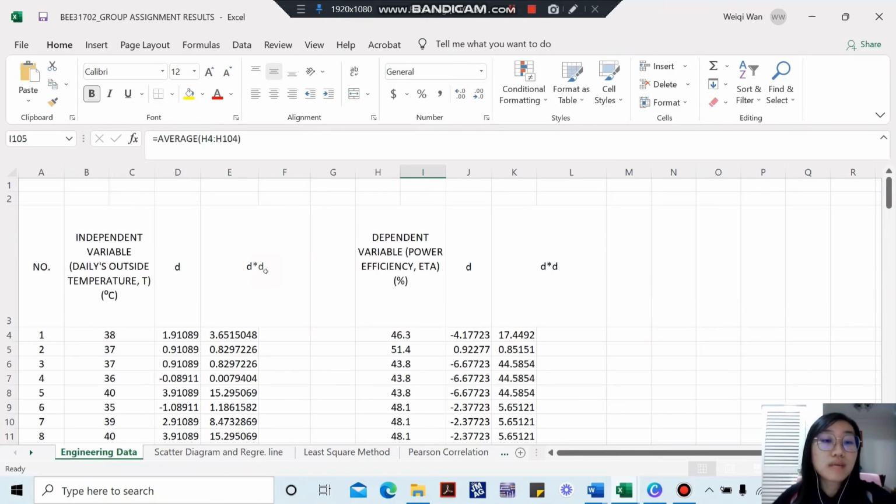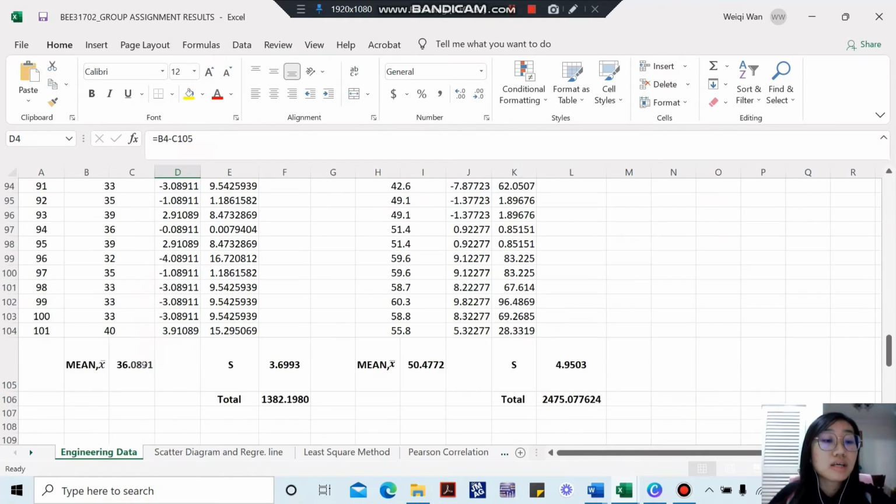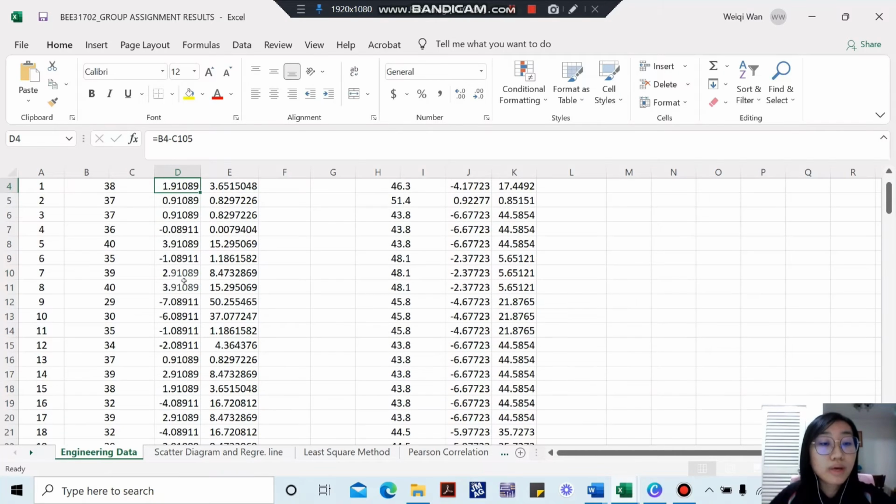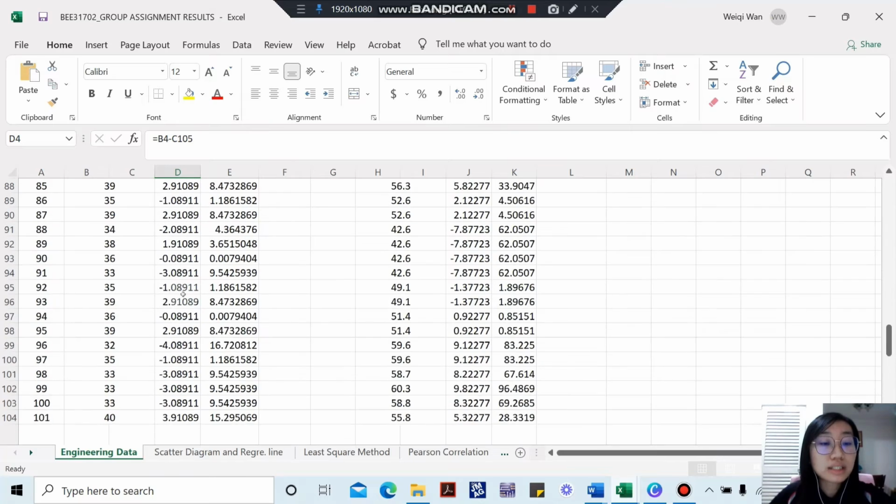Well, to calculate the standard deviation, we will first calculate the deviation for each data, and this is the deviation. We will use B4, which is 38, minus C105, which is the mean. We calculate it here, and we will get 1.9109. And we will calculate the deviation for all the data.